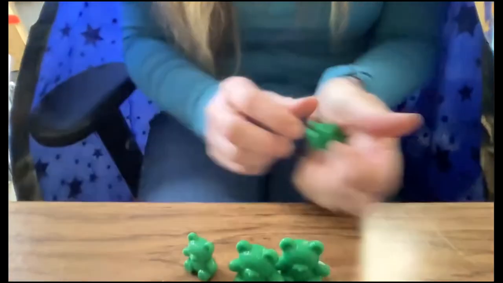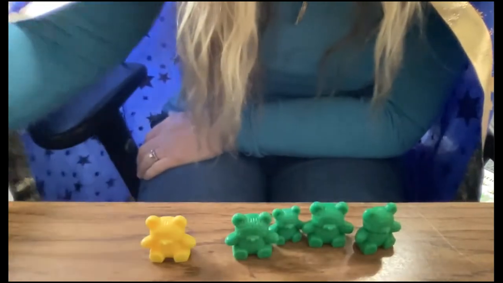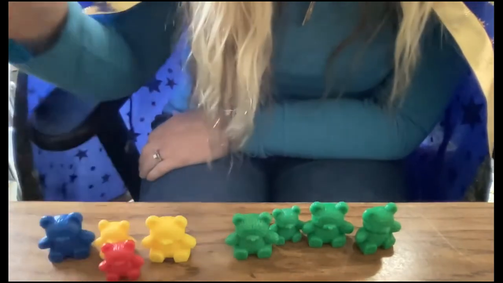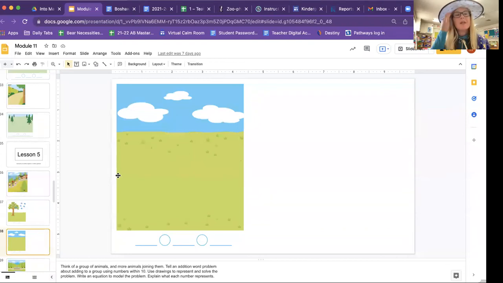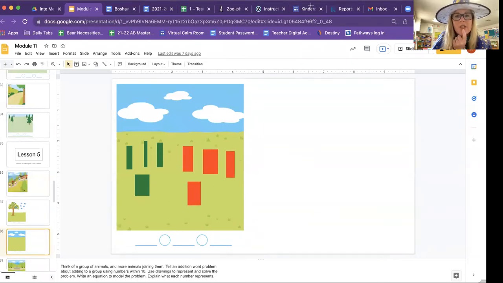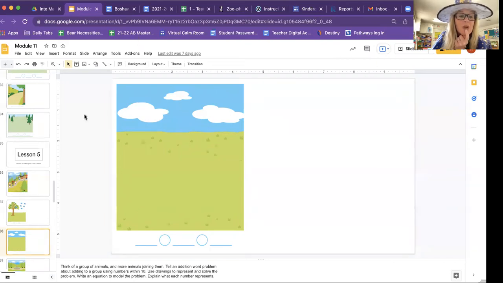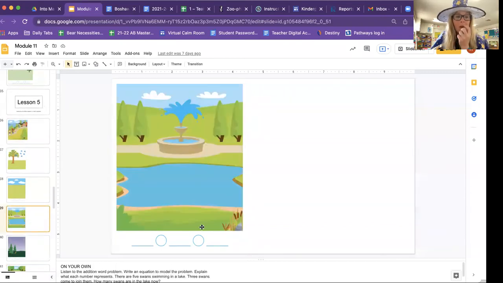Here's my story. There were 4 green bears. And 4 more bears joined them. How would I represent that in a picture? And how would I represent it with an equation? Now, your story can be different than mine. Okay, your story does not need to be my story. There were 4 bears. And 4 more joined them. How would I represent that in an equation? You get to make your own story though. You can pause this while you do that. All right, on your own.